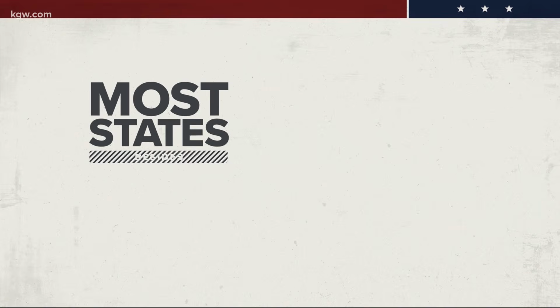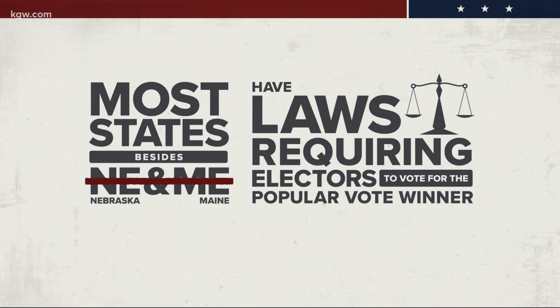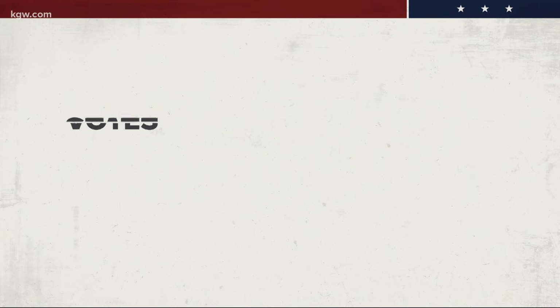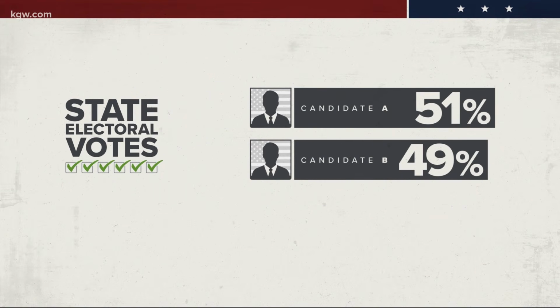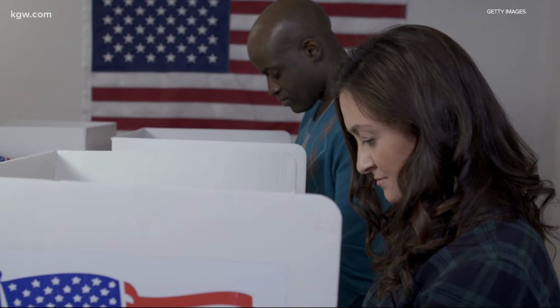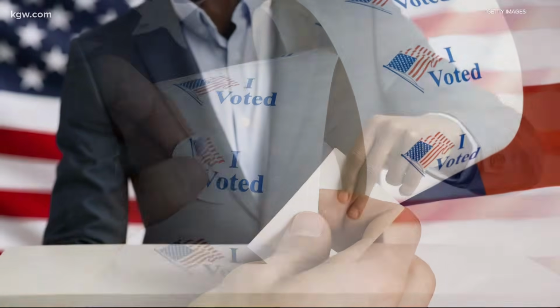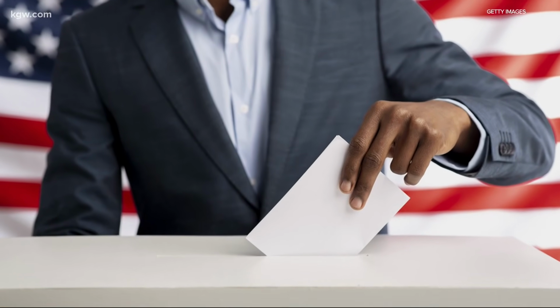Well, most states, except for Nebraska and Maine, have laws requiring that all of their electors vote for the candidate who wins the state's popular vote. That means even if a candidate wins a state by just 51%, all that state's electoral votes will go toward that candidate. This kind of winner-take-all method means that the national popular vote can be different from the Electoral College vote, which has happened 5 times through history.